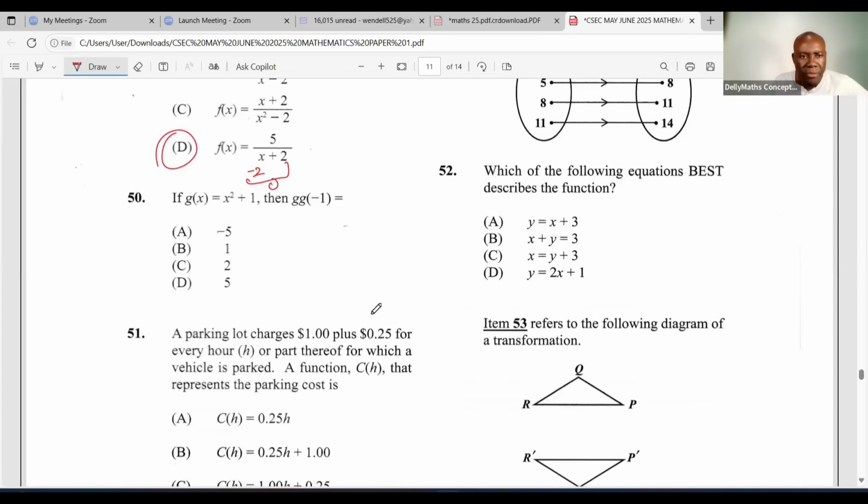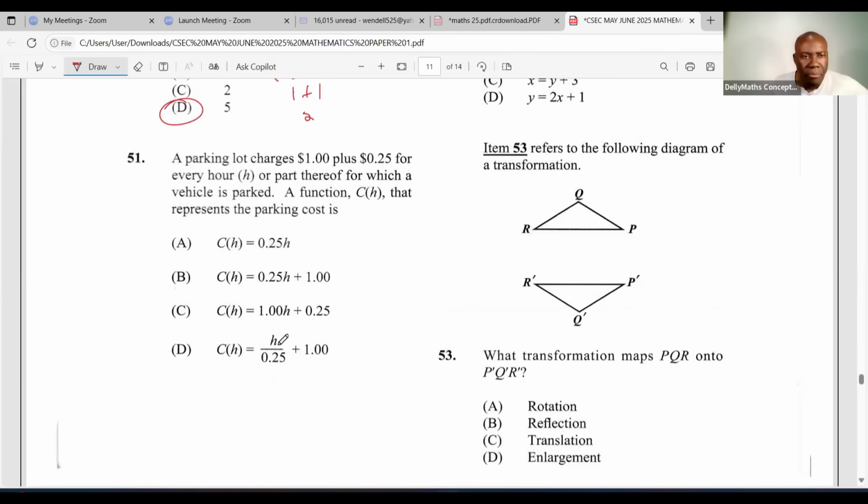G of x is equal to x squared plus 1. G of G of -1. That means you just work this 2 times. So you're going to go -1 squared plus 1. That's 1 plus 1, which is 2. Then you go again, into G again, so now you go 2 squared plus 1, and you're getting 5. Remember, when you square anything, it is positive. So when you square -1, you get 1. When you add 1, you get 2. Then you square that again, you get 4, and you add 1, you get 5. So the answer for that one is 5.